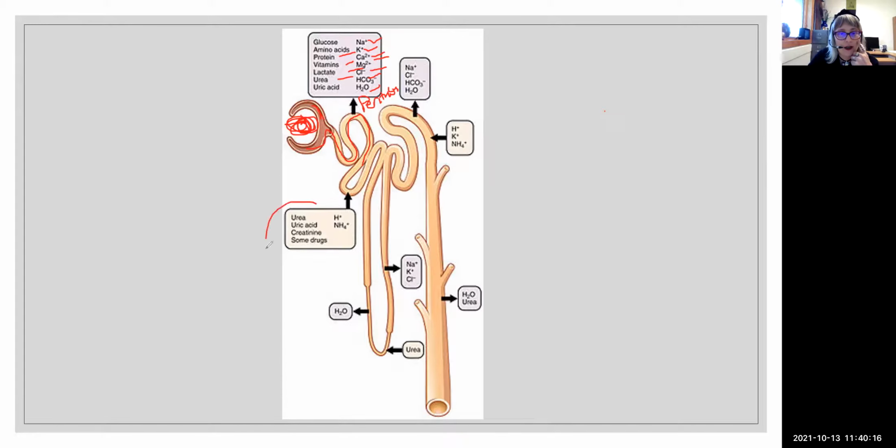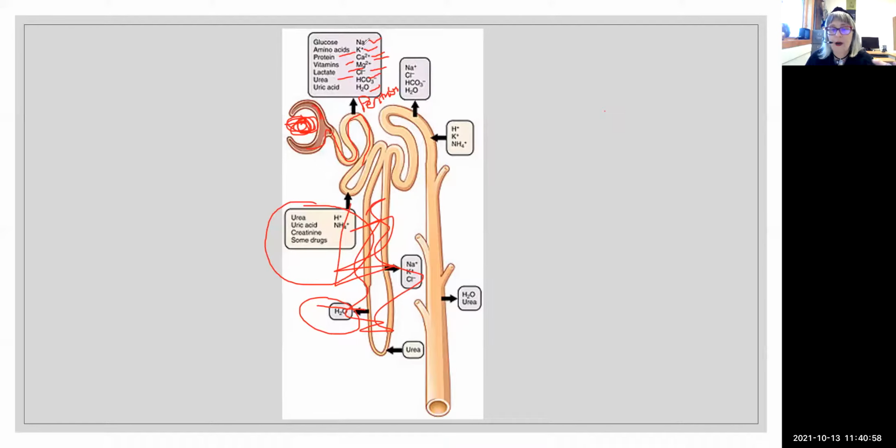Now, at this level, we're going to actually bring some into the filtrate. What we want to get rid of is urea. We don't want a lot of hydrogen. We don't want a lot of ammonia. We don't want a lot of creatinine and some drugs. So we're going to secrete them back into the nephron system. Here you can see that water is reabsorbed at the descending loop of Henle. Water is reabsorbed into the vasa recta. If you recall, the vasa recta was that big capillary network, right? So we've got the vasa recta clearing it all out.